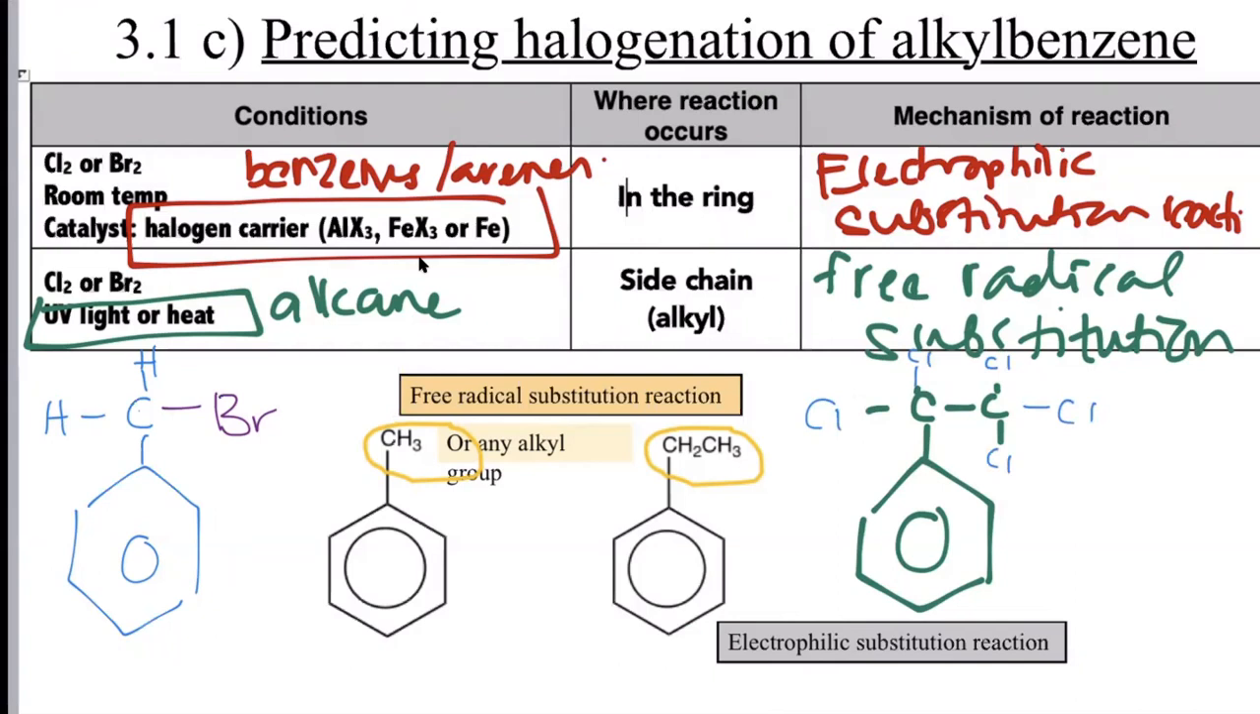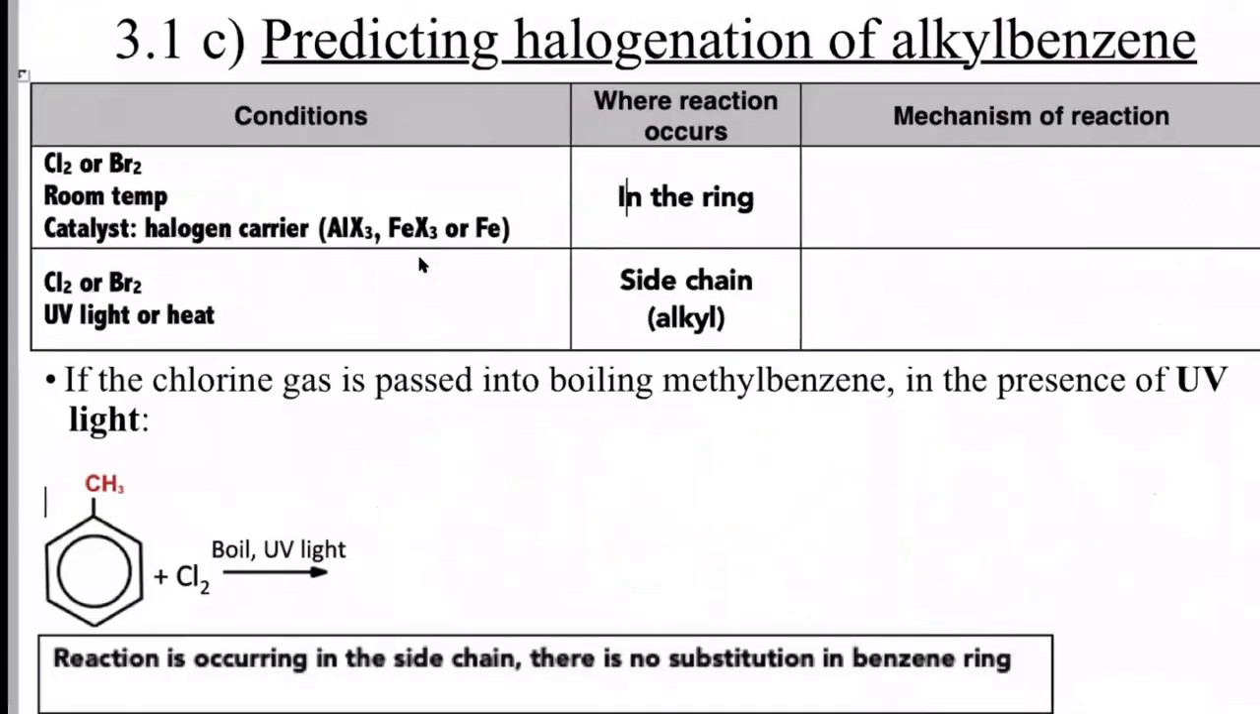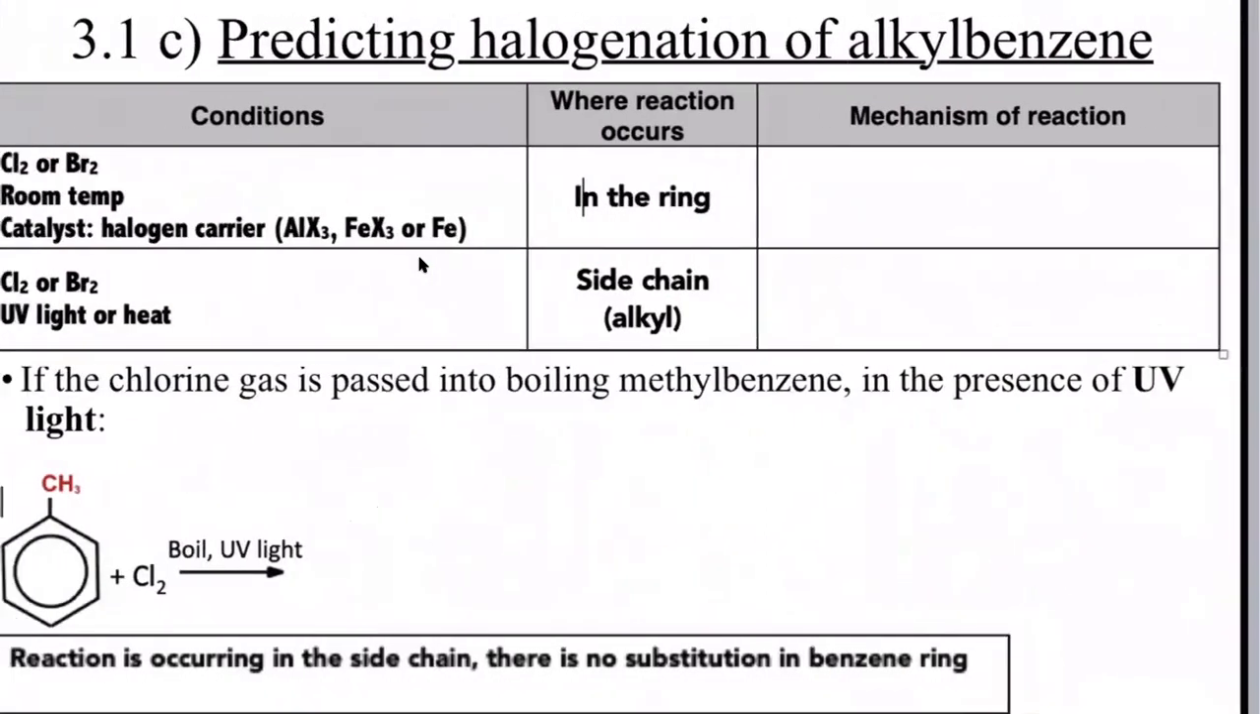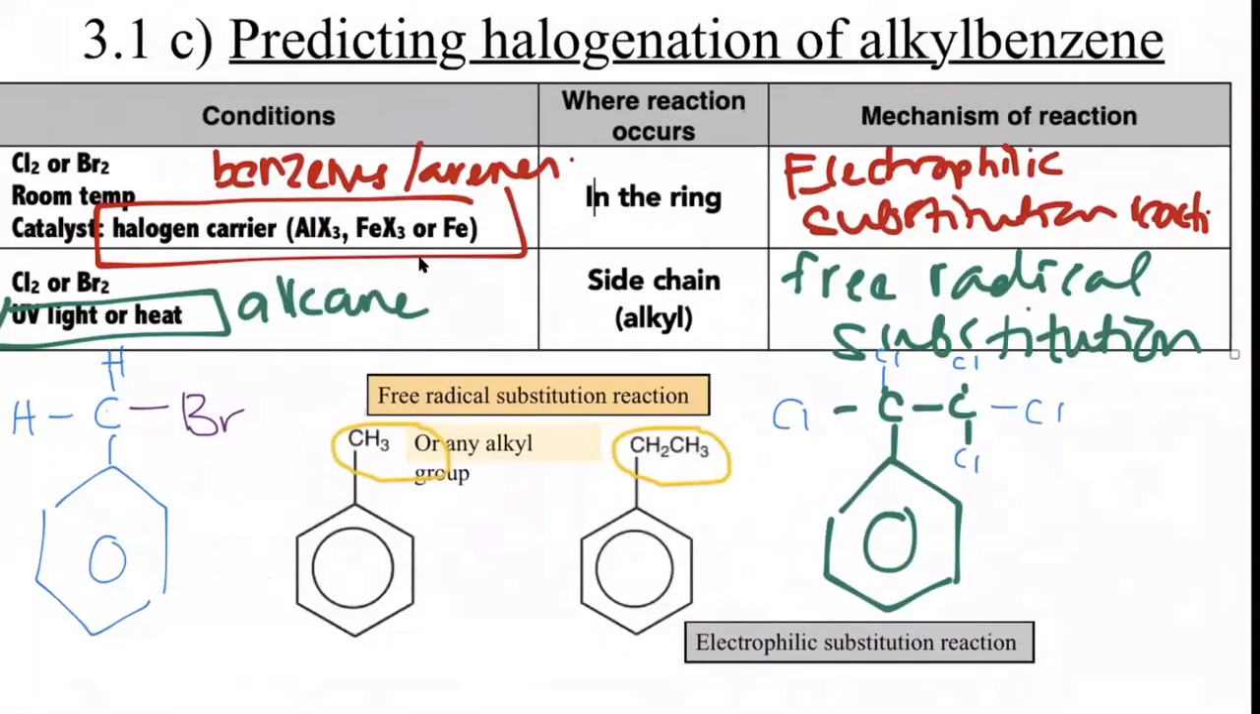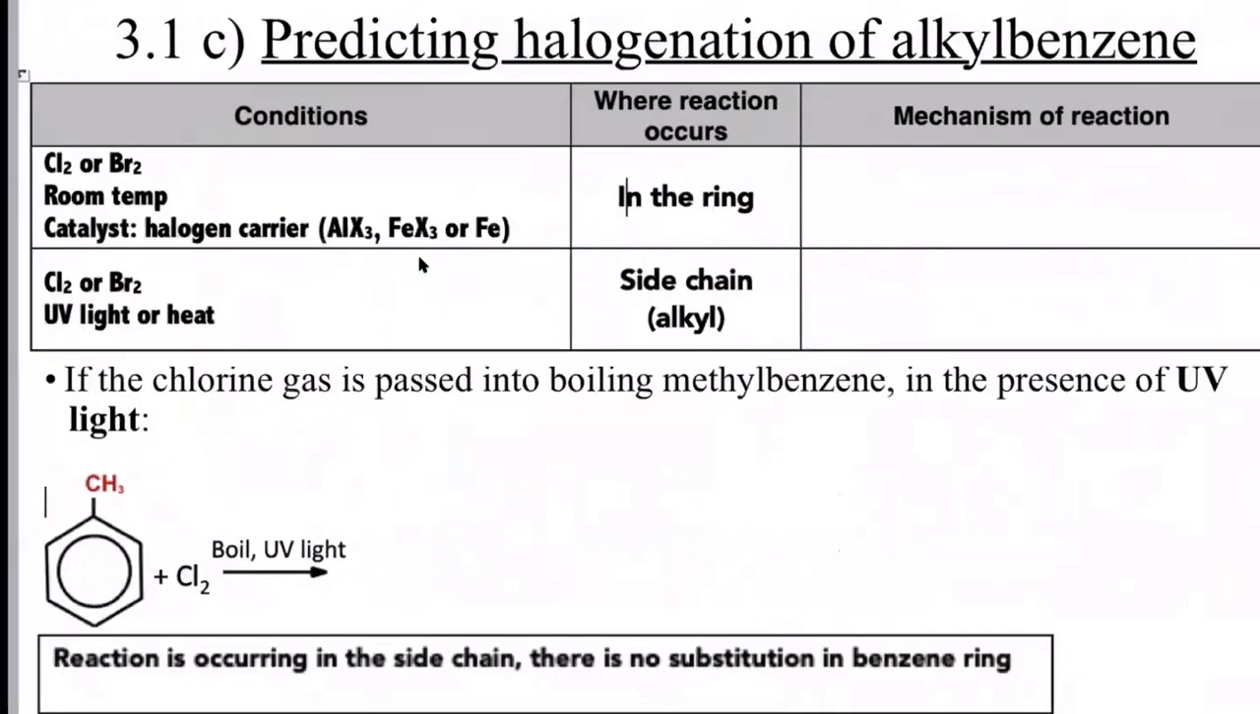Okay, let's see what's next. So this question: if chlorine gas is passed into boiling methyl benzene in the presence of UV light, remember that you have two functional groups here. One is the arene functional group, and then one is like an alkane functional group. So this condition, UV light, will attack the alkane.